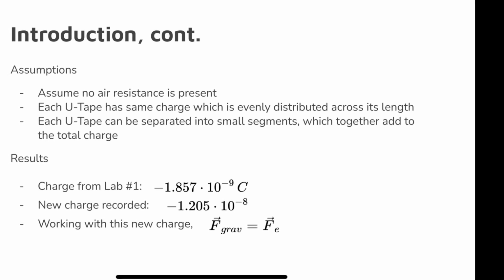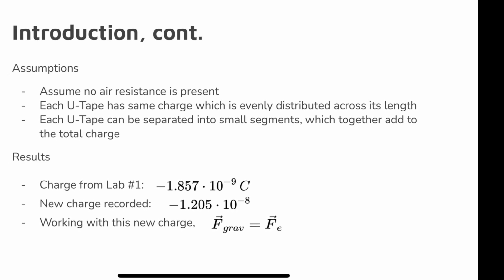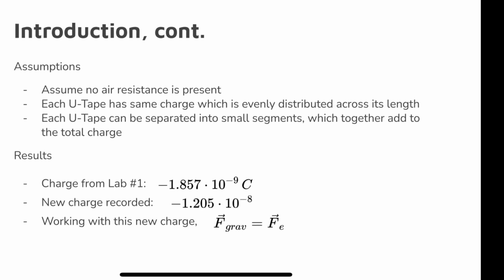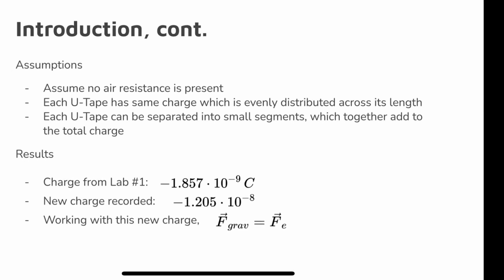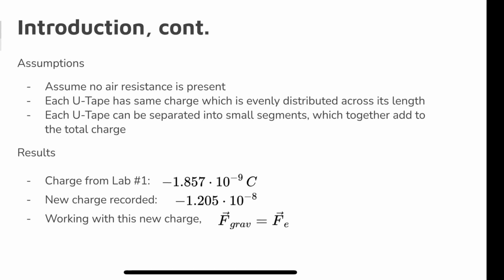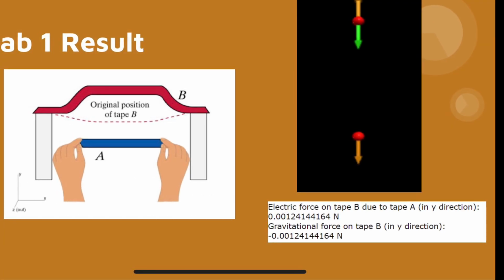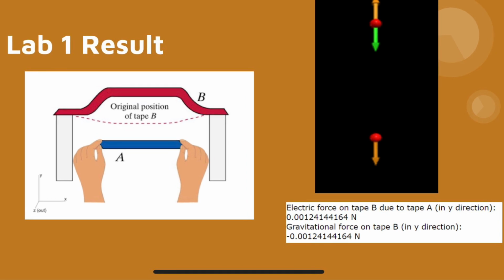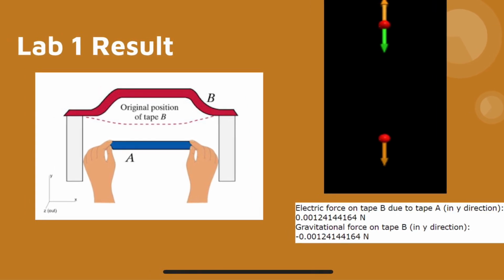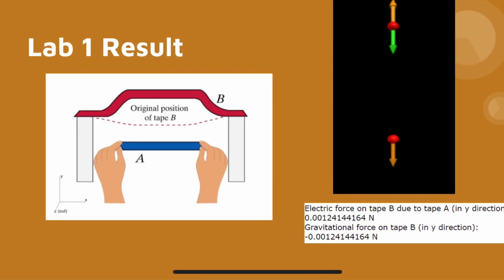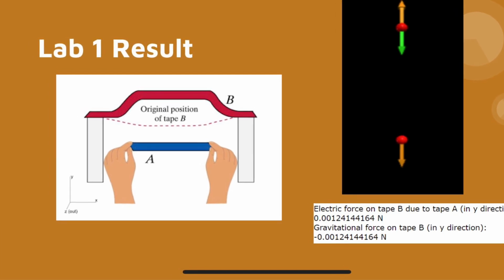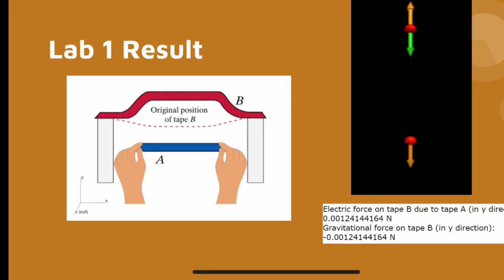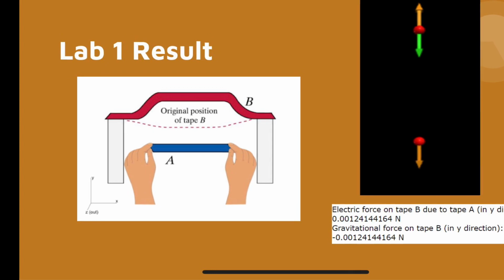the charge that we recorded in this lab is significantly larger than the charge recorded from lab 1, and this charge makes the force of gravity equal to the electrostatic force. In the diagram on the left, you can see the setup of the lab where we hold charge tape A below charge tape B and eventually cause it to float. And on the right, you can see my results from lab 1 modeled as 2 point charges repelling one another.